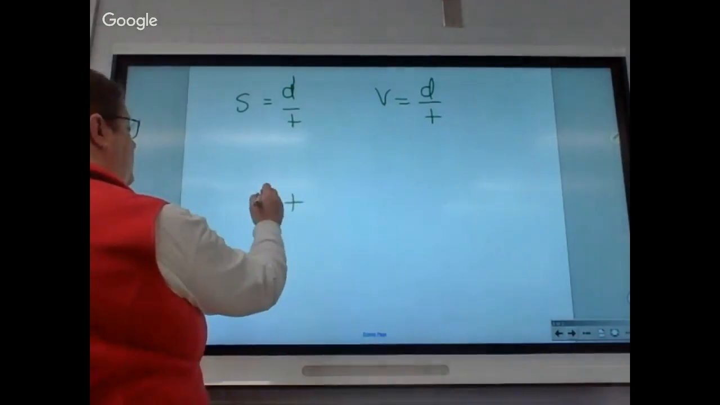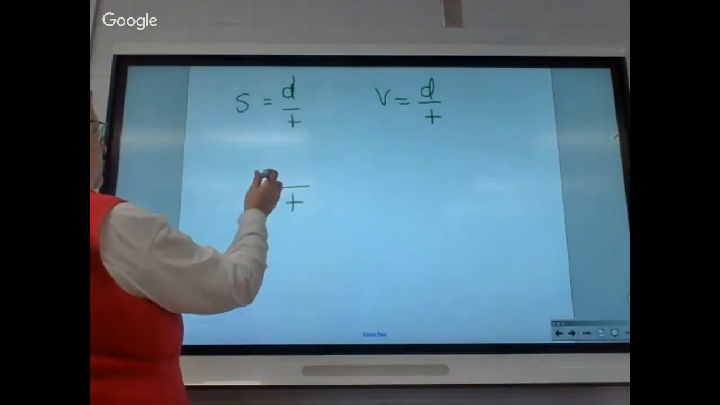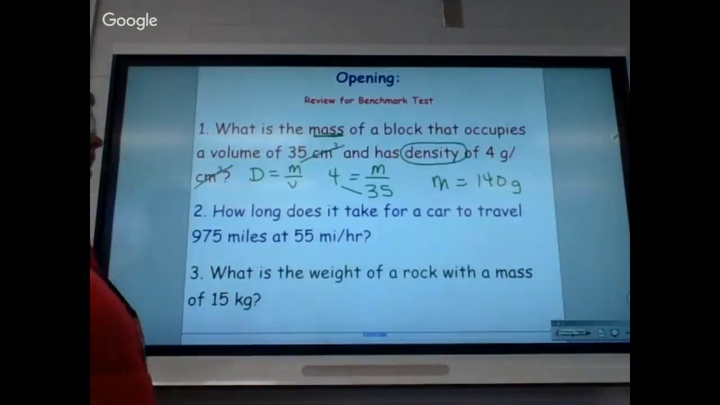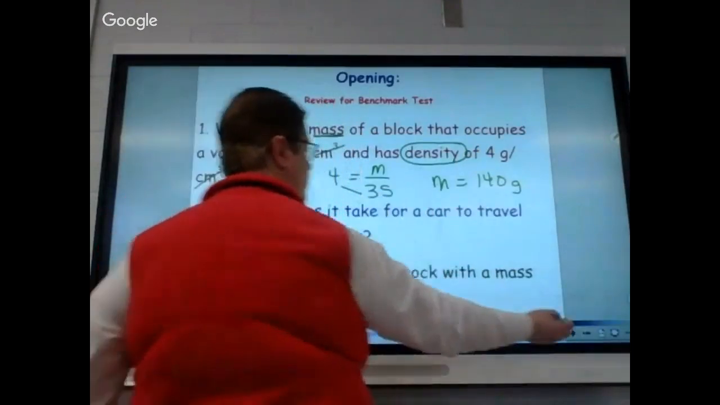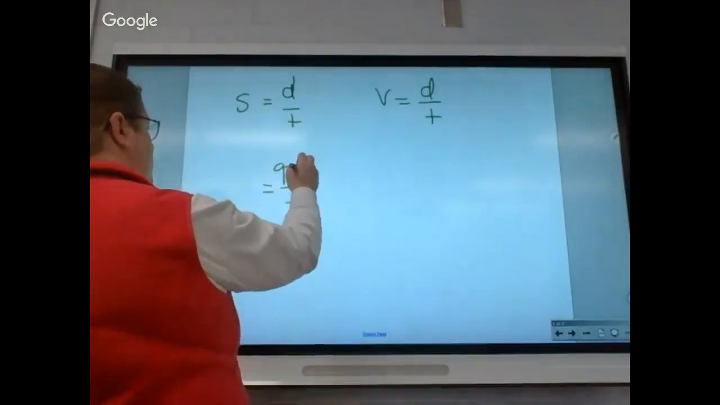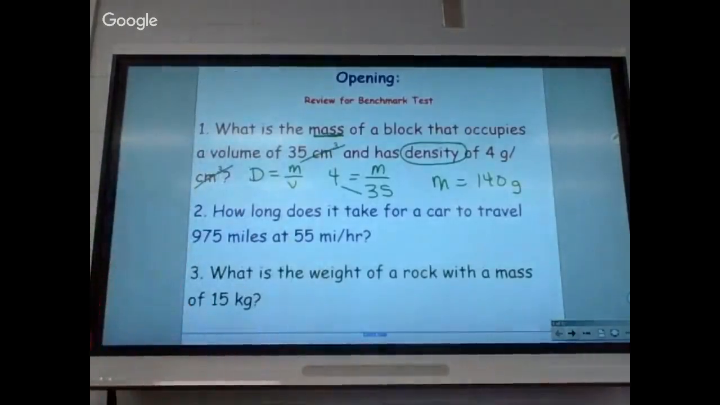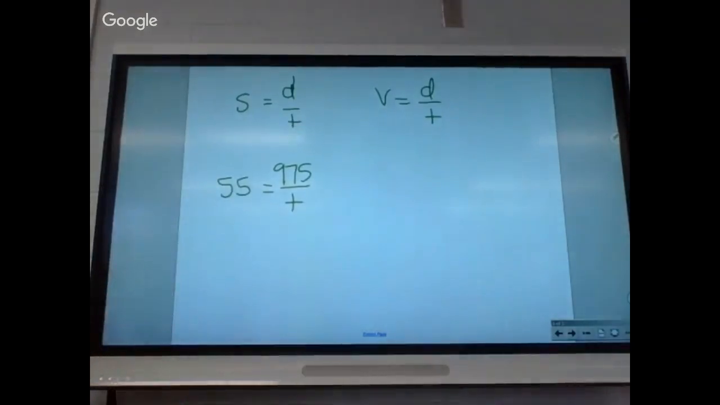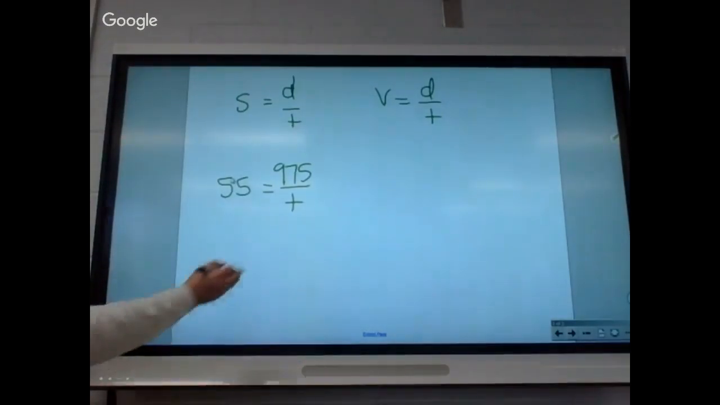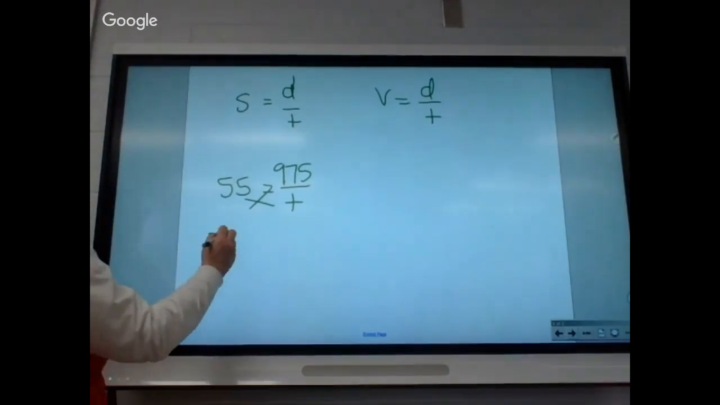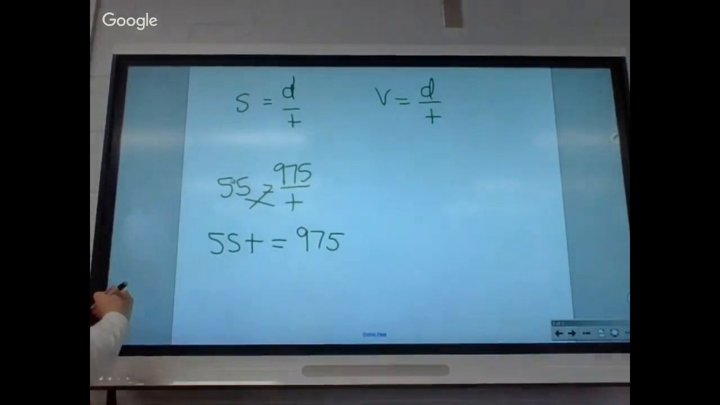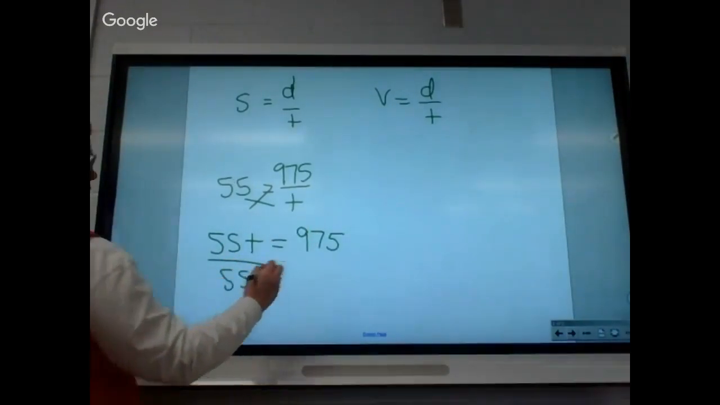So we're looking for time, which means we've got to have distance and speed. What's our distance? We're going to put 975 on the top. And what's our speed? 55. All right, so what are we going to do to find the time? Okay, cross multiply. What do we get? 55t equals 975. So to get t, we do what? Divide by 55.